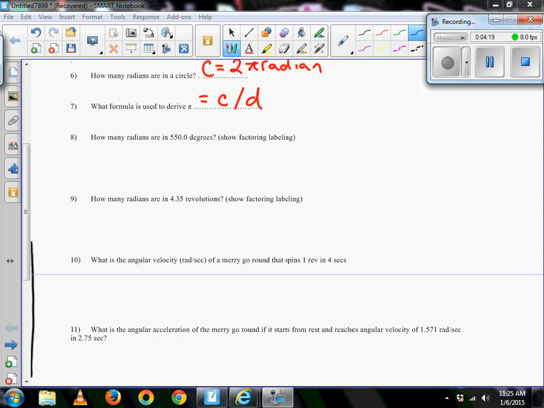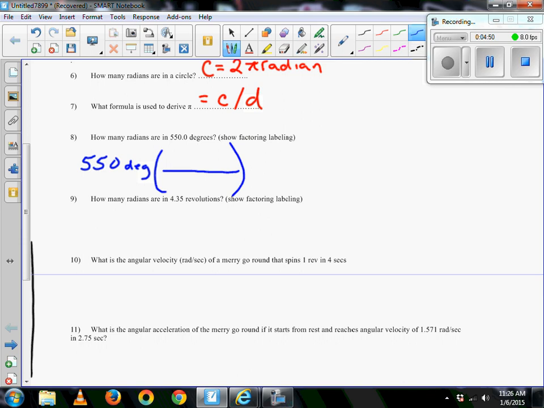On this next part, it's simply going to be the old conversion factors. Remember when we had to cancel stuff out and change meters to miles and seconds to hours? We're going to do the same thing, and we're just going to use radians now. So it says how many radians are in 550 degrees. The first step we always did was write down the given number. So what was the given number? 550, very good. So I'm going to write down 550 degrees right here.